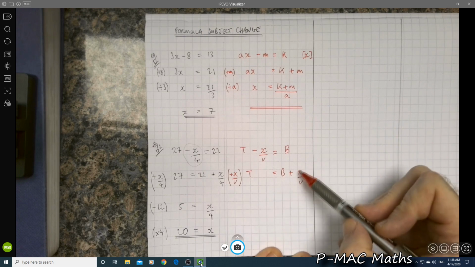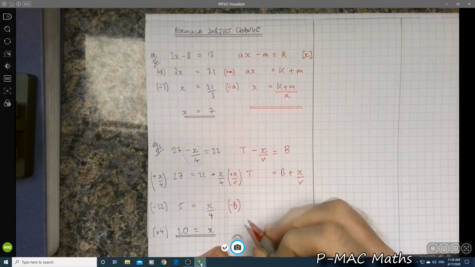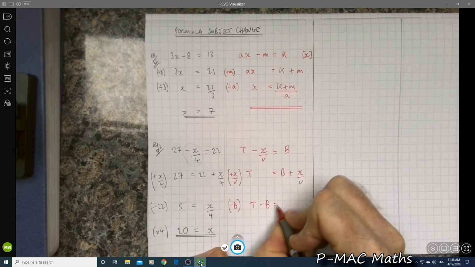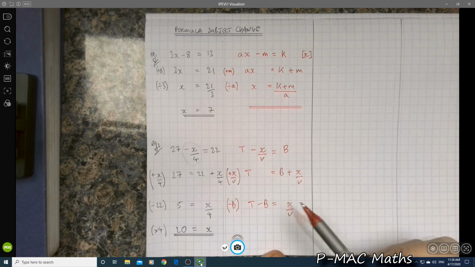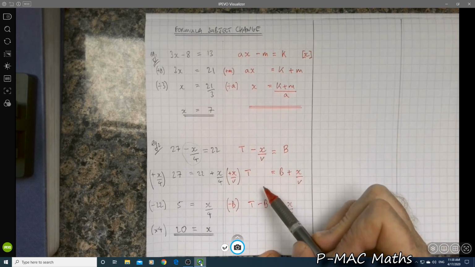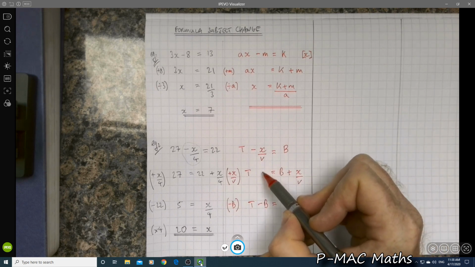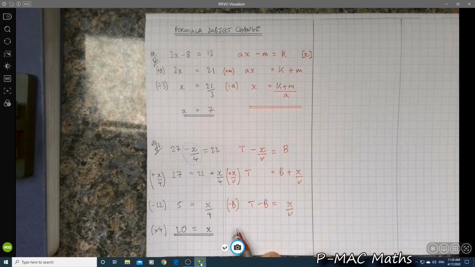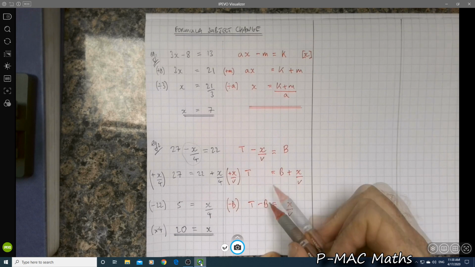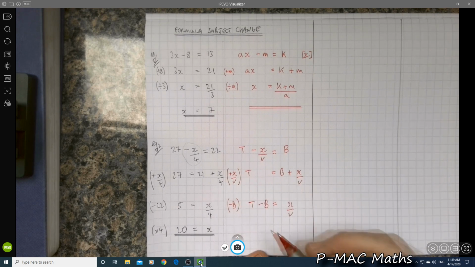Next, I'm going to get the x over v term on its own by taking b from both sides, minus b. So t minus b equals x over v. Sometimes in some textbooks and in some videos, and indeed some teachers might describe this process as a term kind of crossing the equal sign, like it's some kind of bridge and magically changing sides as it does so. That might be an observable feature of what's happening with the algebra, but you should really consider what's happening in terms of how you are manipulating both sides of the equation and how you're maintaining the balance.